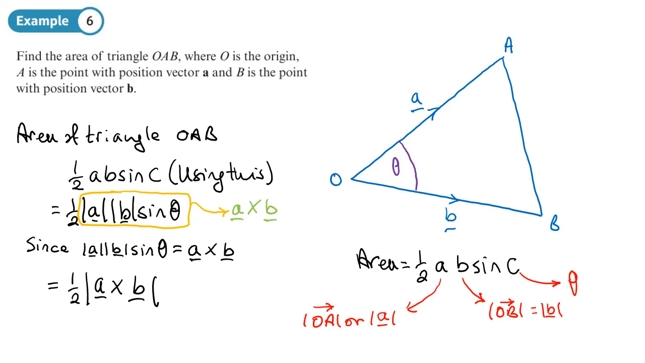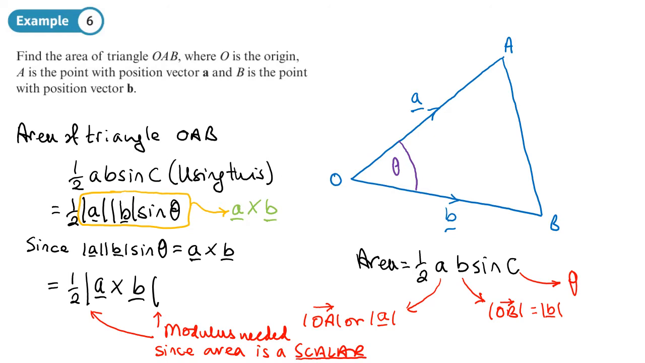Now we put the modulus in here, because we actually want a scalar answer, don't we? We don't want a vector answer. Area is not going to be a vector. An area is going to be a scalar, it's going to be a number. So by working out the modulus, the size of A cross B, it will turn into a scalar. So I'll just put here modulus needed since area is a scalar. And that's what we want, a scalar answer. It's not going to make much sense if we have the area of that triangle as a vector. So now we've got a way of finding the area of a triangle.